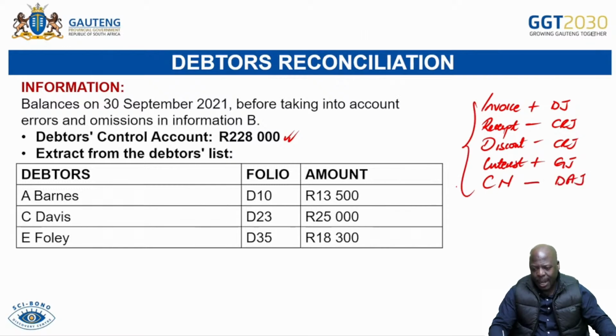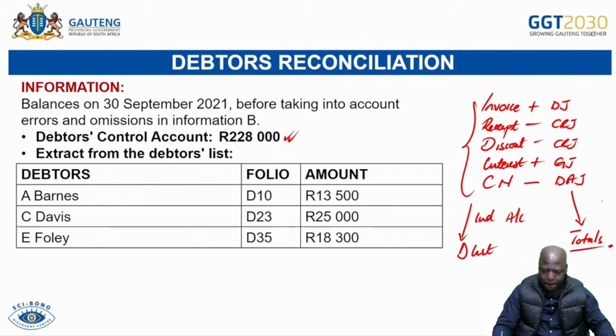So individual accounts, we will now post to the debtors list, and again, remember, individual accounts here. And then here we're dealing with totals. Here we're dealing with totals over there. Cool. Let's go and see.